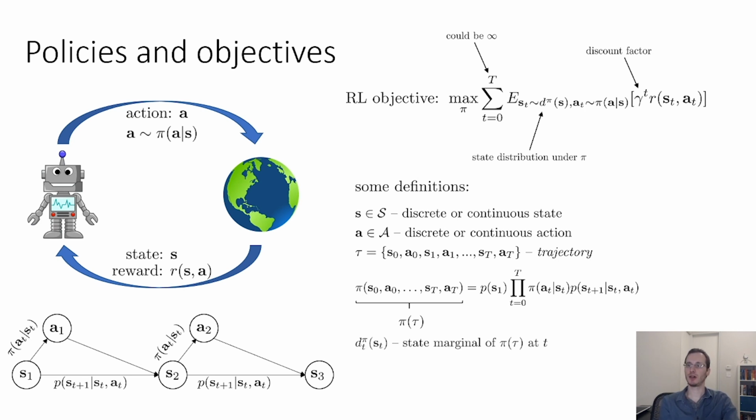d^pi_t(s_t) is a state marginal of pi(tau) at t. And if I omit the subscript t, that denotes the overall state distribution, which you can think of as the weighted average of d^pi_t over all time with a discount. This is also sometimes referred to as the visitation frequency, and you can basically think of it as what portion of the time does the policy spend in each state overall.